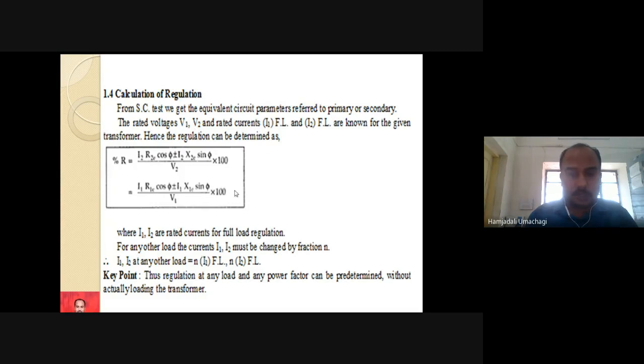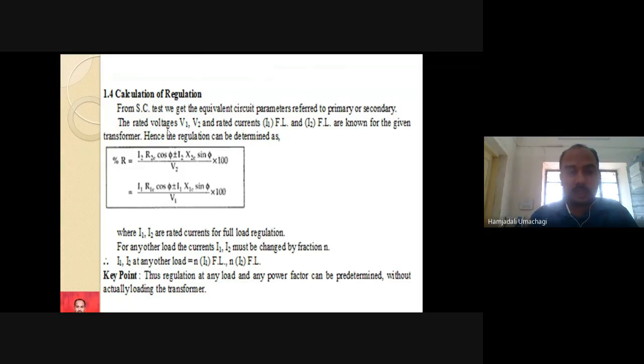From the SC test, we get the information of R2E and X2E. For power factor, we assume any power factor condition for which we estimate regulation. The full load current I2 is known to us, and the terminal voltage is also known. The only unknown parameters are R2E and X2E, so to get these values we estimate them using the SC or short circuit test. Once you know these values, this is the formula to estimate regulation.